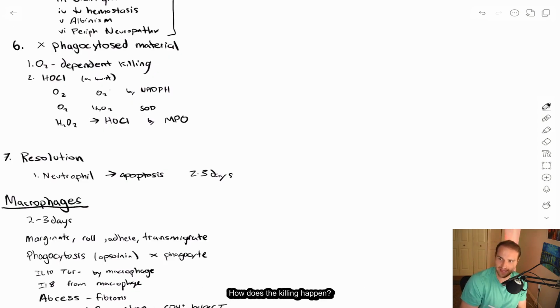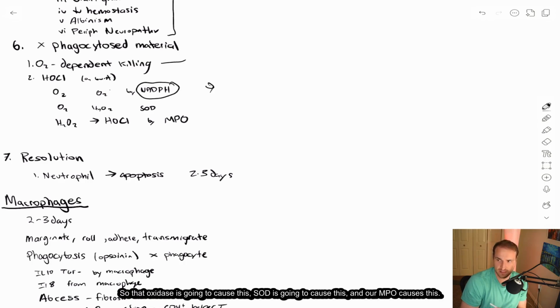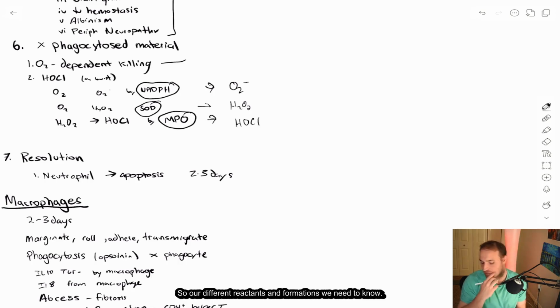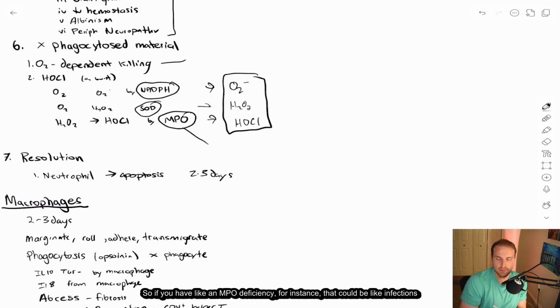Okay, now the killing. How does the killing happen? Well, it's O2 dependent, right? So we have our different reactions. NADPH oxidase is going to cause this. SOD is going to cause this, and our MPO causes this. So our different reactants and formations we need to know. So if you have like an MPO deficiency, for instance, that could be like infections with Candida, because we just can't make these products to kill things because it's all O2 dependent killing.